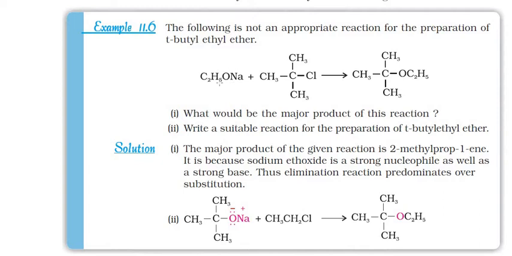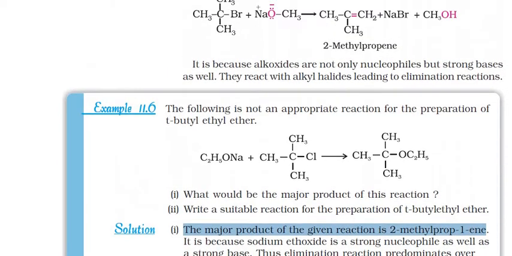So C2H5ONa, the name will be sodium ethoxide. When it is reacted with this, you are going to get this compound. Is this a correct reaction? What do you think? It says the major product of the given reaction is 2-methyl prop-1-ene. How? This is what you have learned in the previous video lecture.